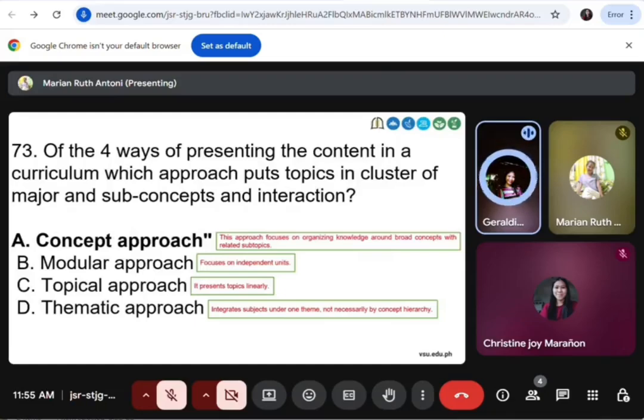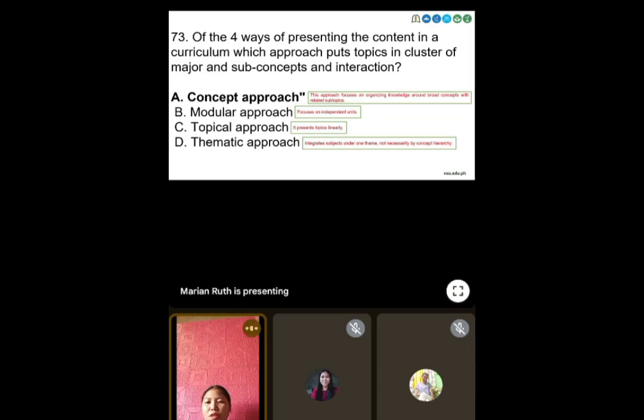Modular approach focuses on independent units, and topical approach presents topics linearly. And it's not letter D, which is thematic approach. It's because a thematic approach integrates subjects under one theme, not necessarily by concept hierarchy. Item 74.